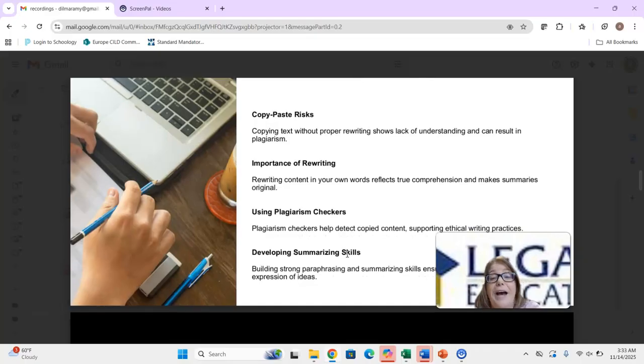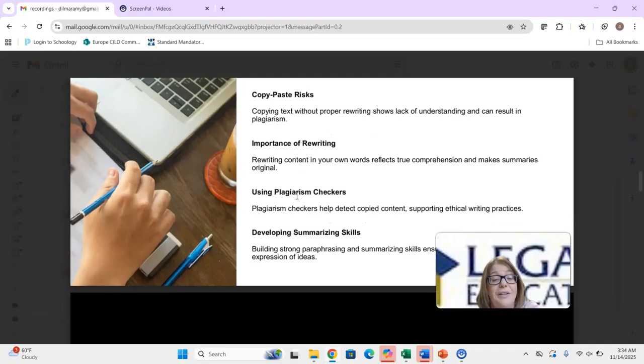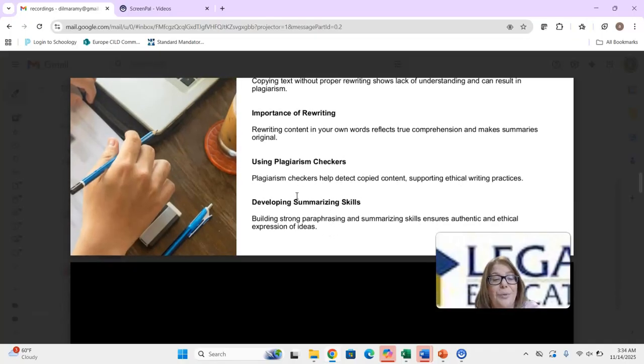So copying text without the proper rewriting does show your lack of understanding, and that's why it matters, and it also results in plagiarism. So you must rewrite. You can use plagiarism checkers. All the schools nowadays have plagiarism checkers. It looks for flags for things like AI and other unethical writing practices. There's a lot of free open source things on the internet that you can use to check your own work.